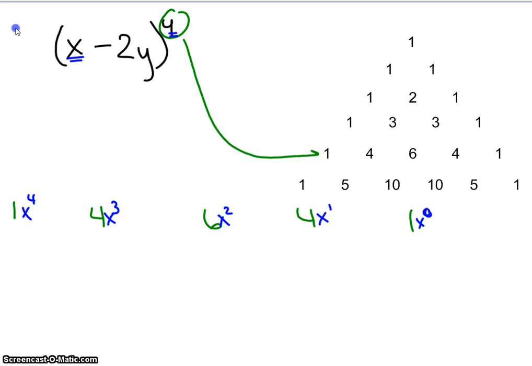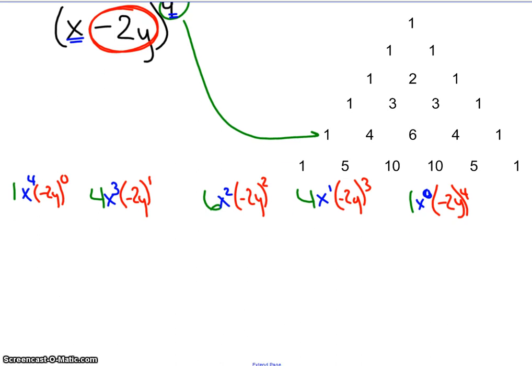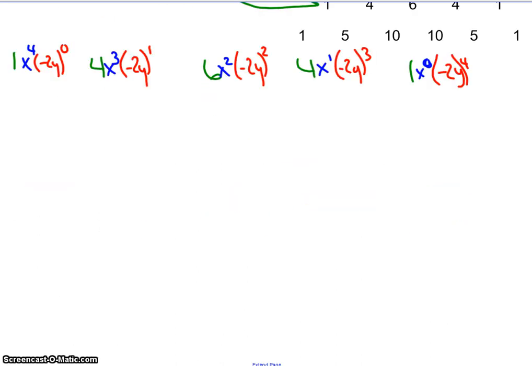Now, the difference here is that on the previous problem it was just plus y. Now it's a negative 2y. What I have to do is take negative 2y, not just y, to the 0 power. Then negative 2y to the 1st, negative 2y to the 2nd, negative 2y cubed, negative 2y to the 4th. I'm not just raising the variable to the power. I have to take that whole expression, and in this case, we actually have to include the sign, the negative.